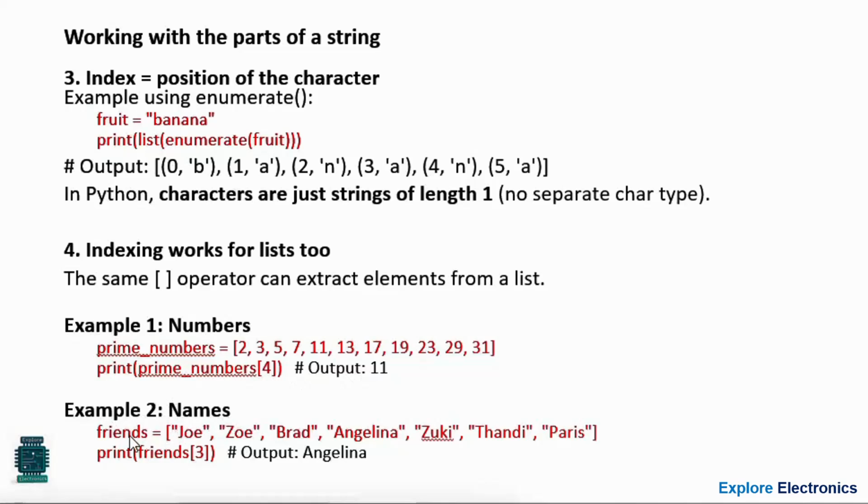Here I have taken names, that is friends is equal to Zoe, Zoo, Brad, Angelina, Zuki, Thandi and Paris. These are all the names present in the list. Let us see how exactly I can access a particular name. Print friends 3. Here I have taken the index. I can access and start from 0, 0, 1, 2, 3. 3 is Angelina. I will get Angelina in the output. I think you are very clear with the indexes, how exactly you can access a particular character or item from that list.